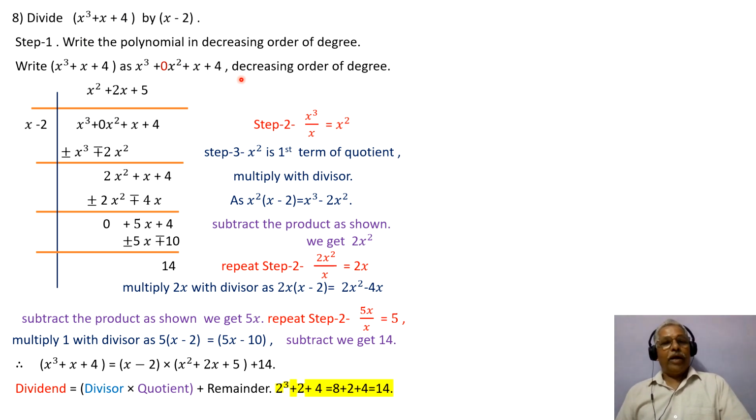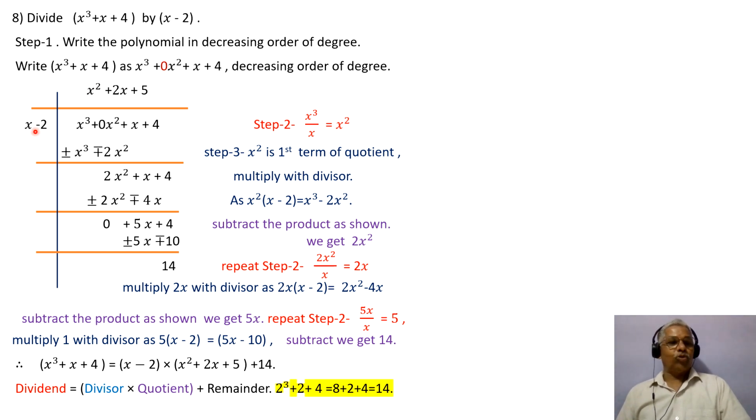But it's very useful, in decreasing order of degree. Generally in some books you can see that a blank place is left, but don't do it. Now write x cube plus 0x square plus x plus 4, and carry out your other steps. X cube upon x is x square. This is the first term of the quotient.